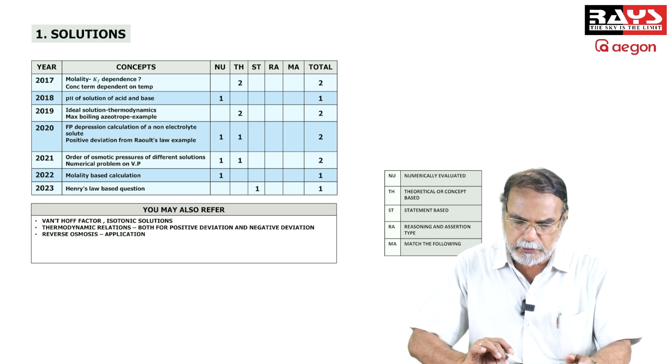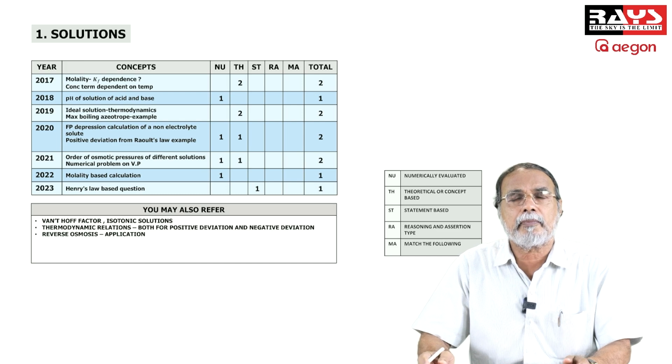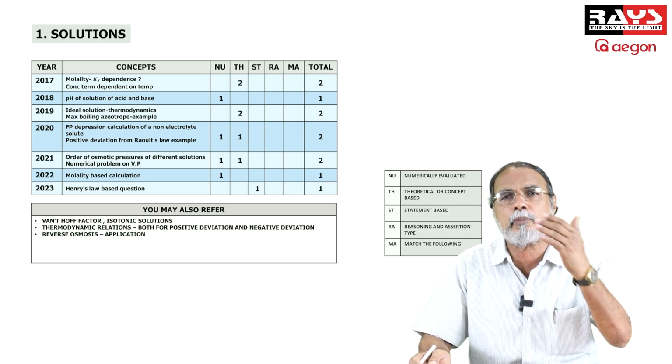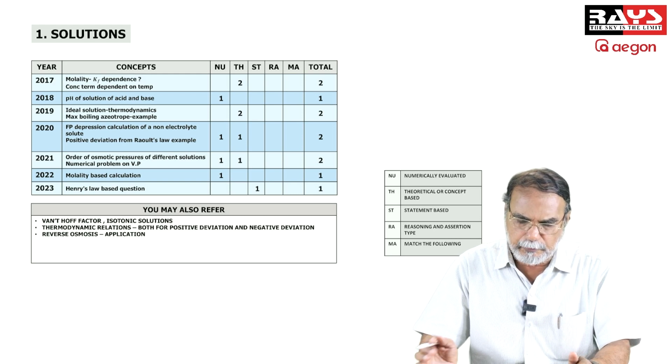And there was also a question on a maximum boiling azeotrope. A maximum boiling azeotrope is there in the case of negative deviation. When it is negative deviation from Raoult's law, there is vapor pressure lowering, so less vapor pressure, which means more boiling point. So maximum boiling azeotrope, such questions were asked in 2019.